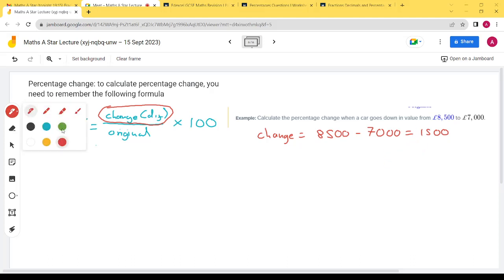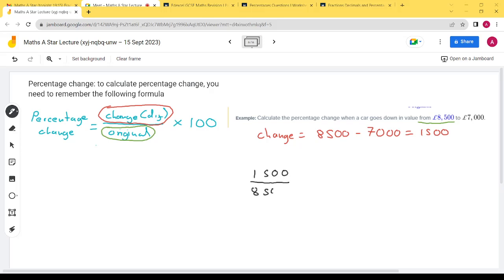And so next, we need to work out which part is our original. Well, the original is always where it's gone from. So it's gone from 8,500. So now we've got this, we can write out our equation. So we know it's going to be 1,500 over 8,500.